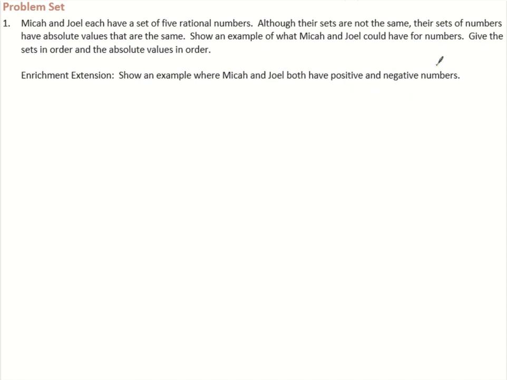And then it gives us an enrichment extension, which tells us to show an example where Mika and Joel both have positive and negative numbers. So what I'll do is I'll split this one right down the middle. The first one we'll do our sets without having to worry about our enrichment extension. And the second half, we'll worry about that enrichment extension. So for the first half, we need them to have completely different sets.